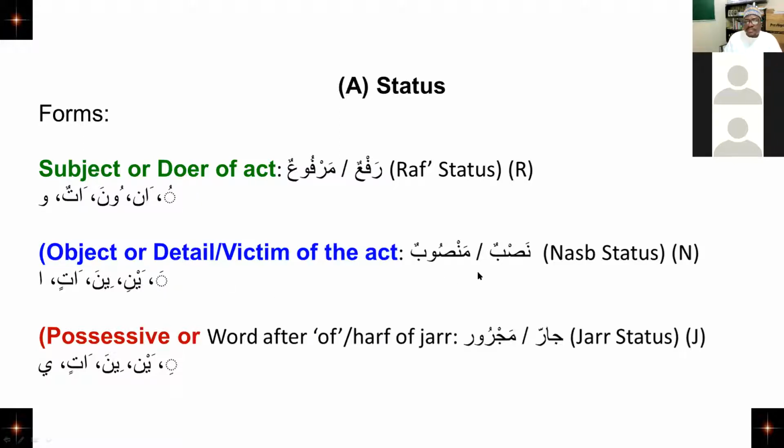Let's go to nasb. An ism is said to be in nasb status.